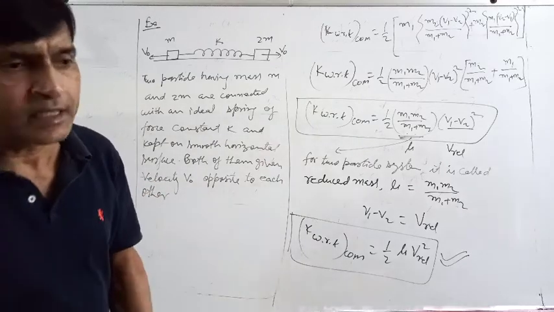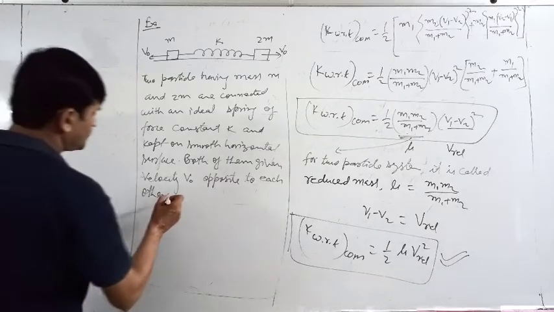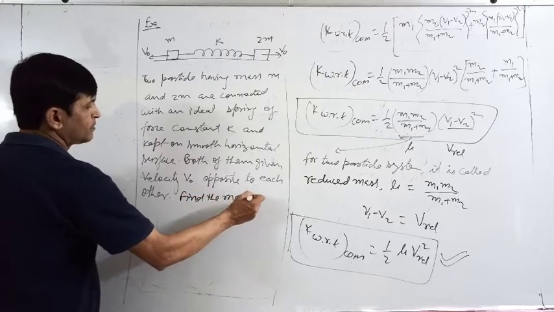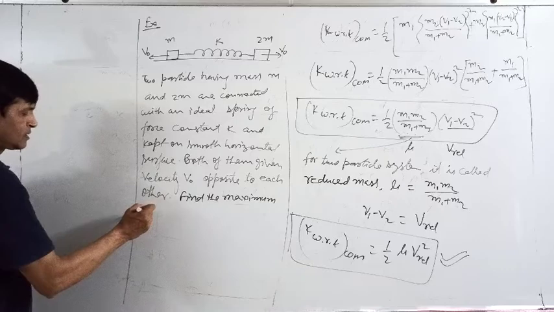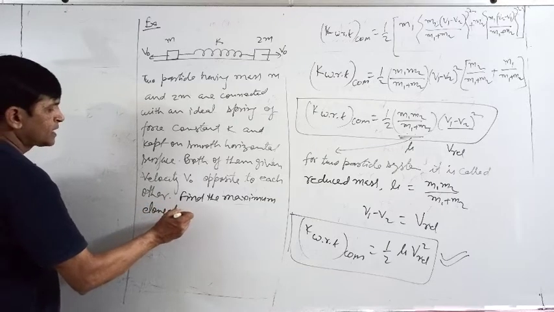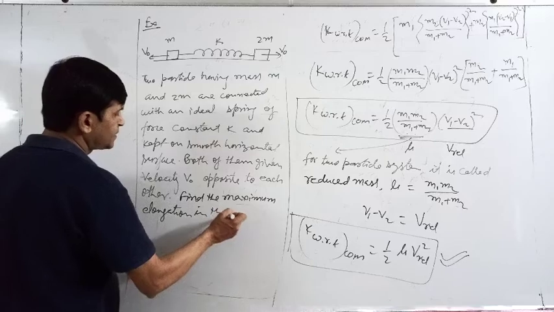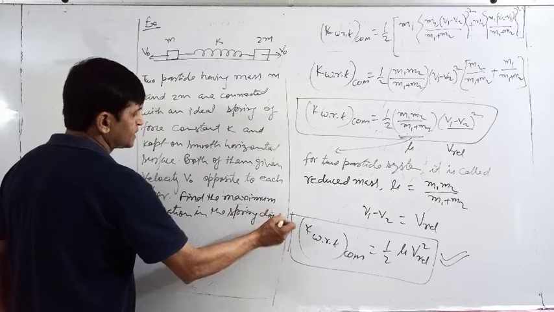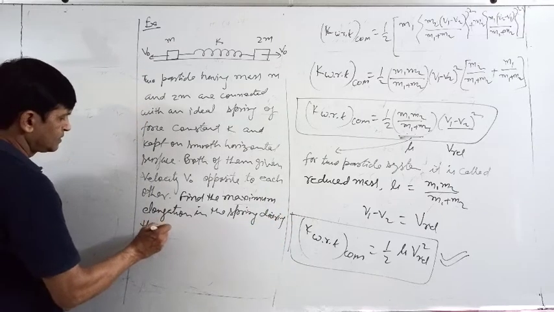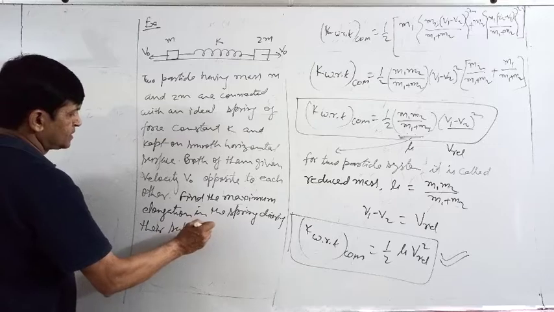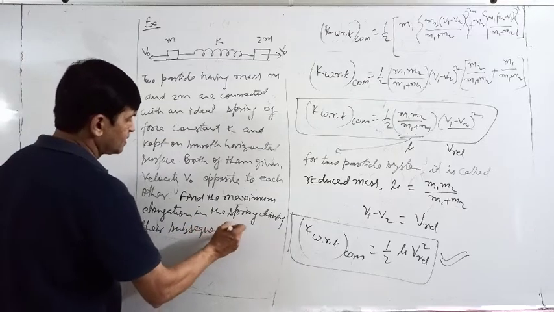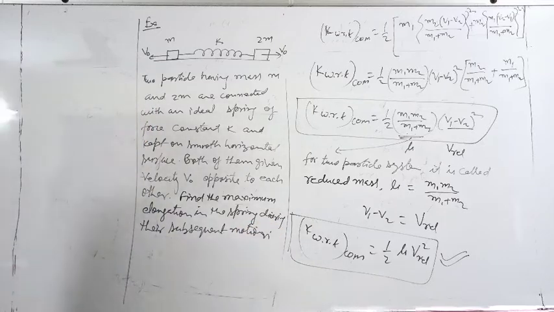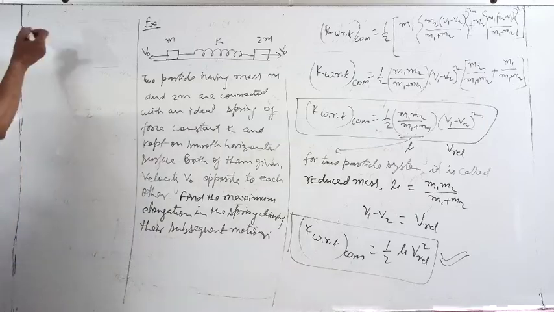Find the maximum elongation in the spring during their subsequent motion. See how to solve.